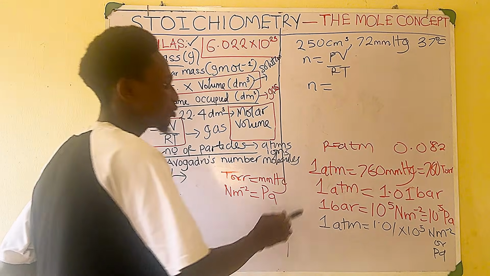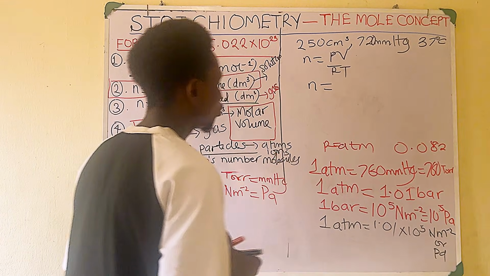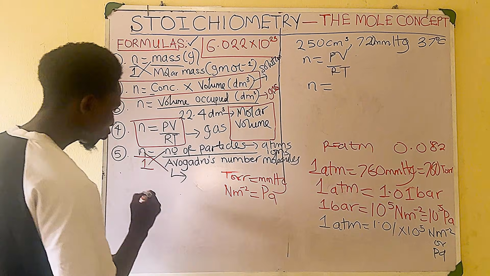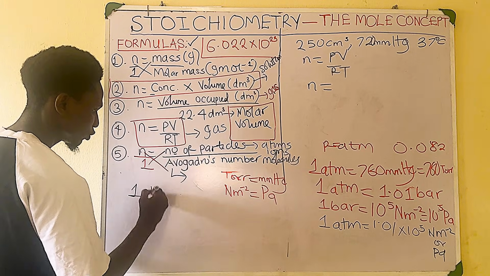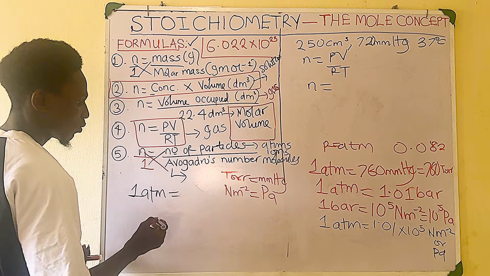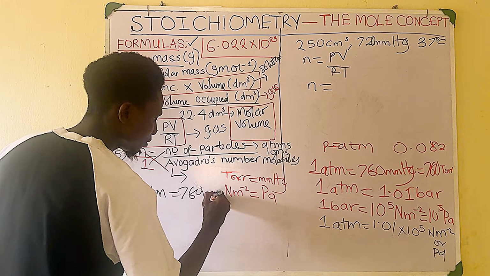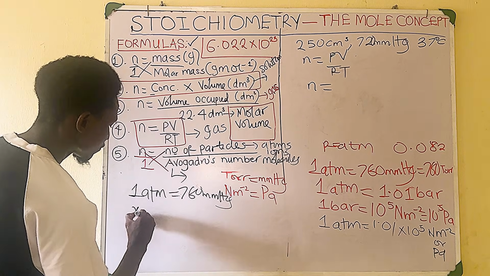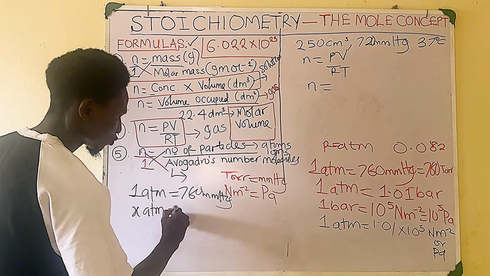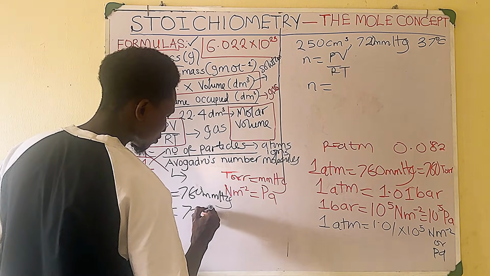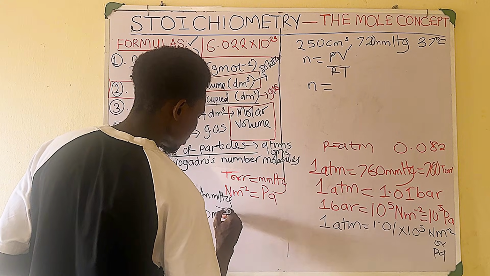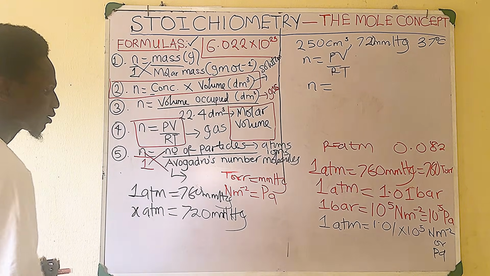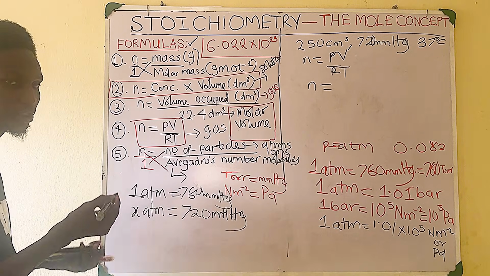So I've shown you the relationship between all of them. Now what do I do? Since 1 atmosphere equals 760, I have to convert it. I'm going to use the relationship method, which you must know for the JAMB exam. 1 atmosphere equals 760 millimeters of mercury. Now we're looking for X atmosphere. We don't know the answer yet, so let's call it X, equals 720 millimeters. We want to convert 720 millimeters of mercury to atmosphere. So it's a relationship method.